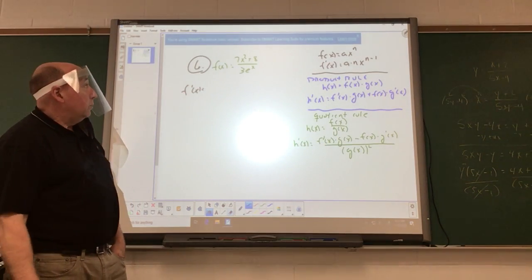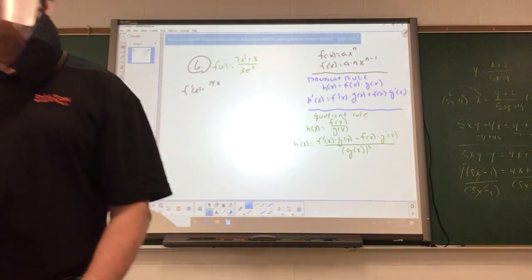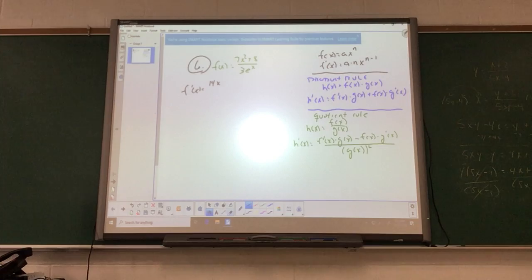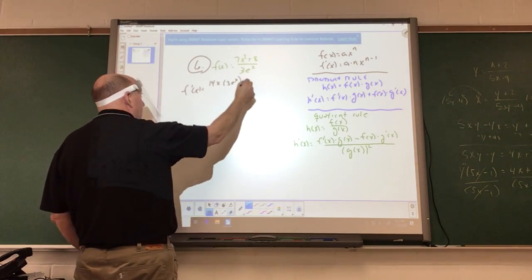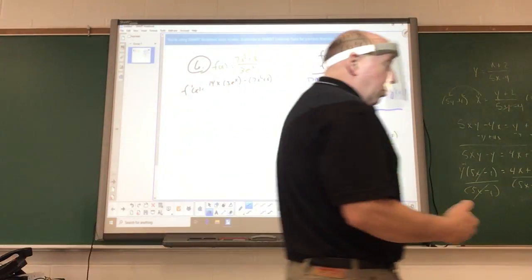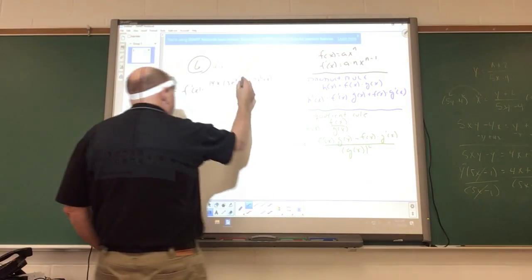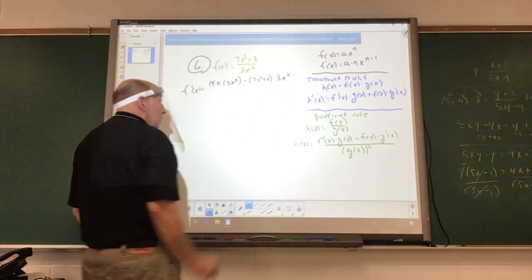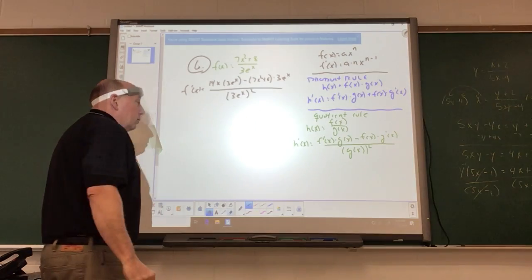So the derivative of the top, we just use our exponent rule, would be 14x plus 0. So we just have 14x times the bottom, which is 3e to the x, minus the top, 7x squared plus 8, times the derivative of the bottom. Well, the other day we went through by definition and derived the derivative of e to the x. The derivative of e to the x is what? E to the x. It's the same thing. So the derivative of 3e to the x is still going to be 3e to the x. And this is all over our bottom squared. So we have 3e to the x squared.